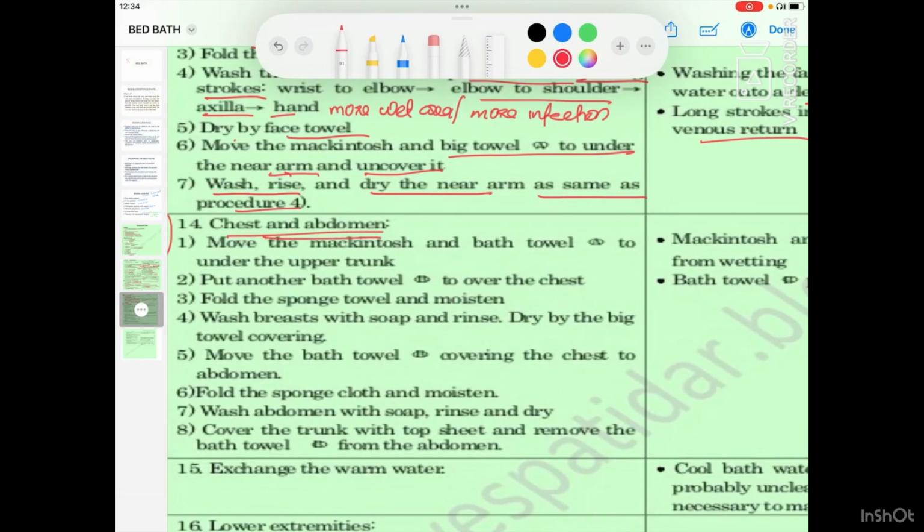Chest and abdomen. Move the Macintosh and towel under the torso, on the back side. Put another bath towel to cover the chest. So in the case of a female patient, mainly we will cover the chest part.